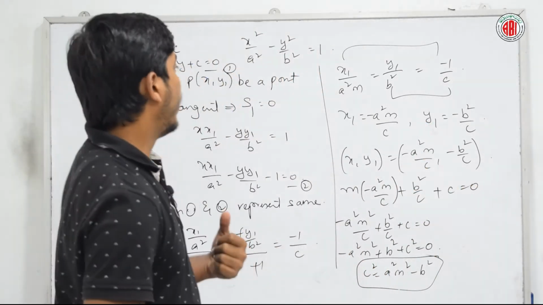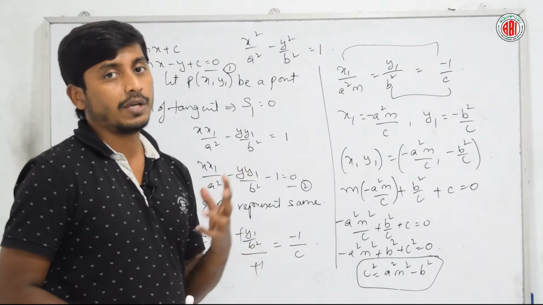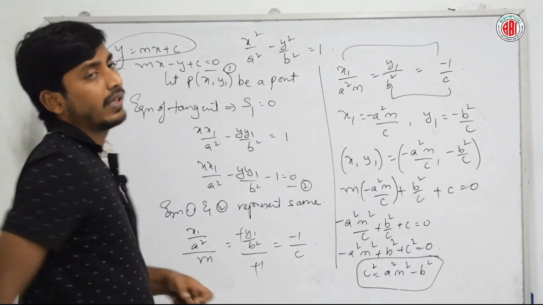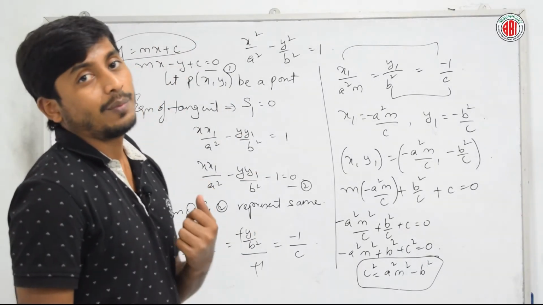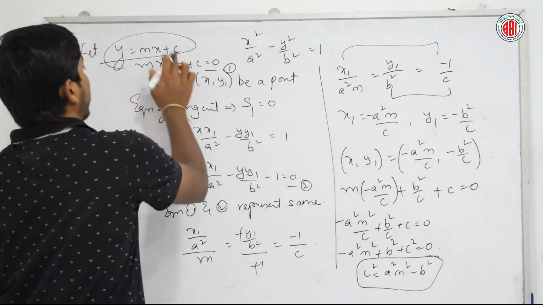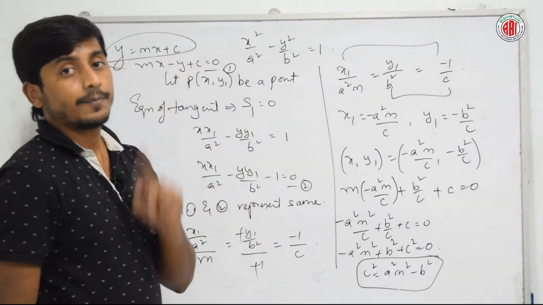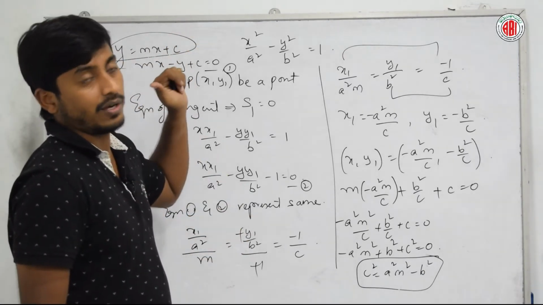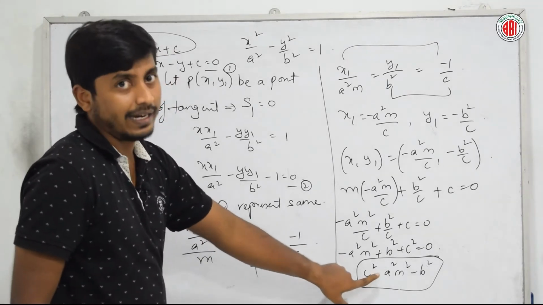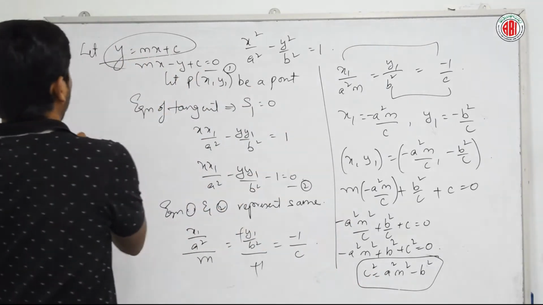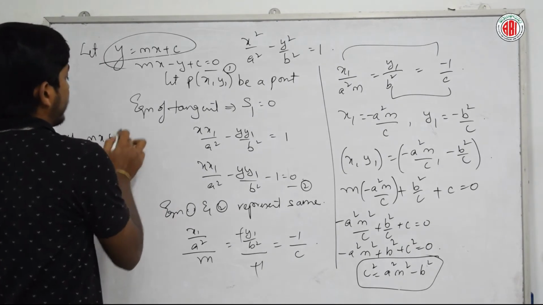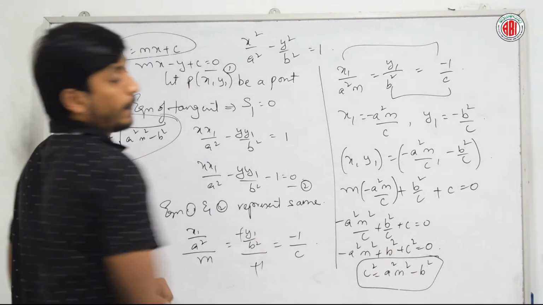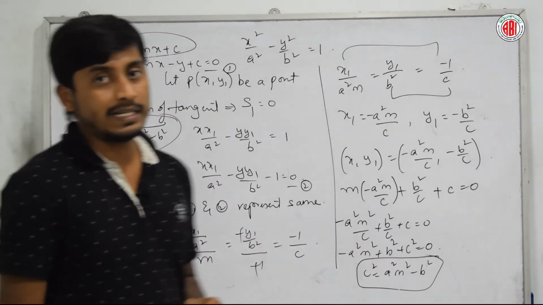Now can you tell me what is the equation of tangent? The standard is y equal to mx plus c. If it is a parabola, it is y equal to mx plus a by m. If it is an ellipse, y is equal to mx plus or minus under root of a square m square plus b square. If it is a hyperbola, we will write it as y is equal to mx plus or minus under root of a square m square minus b square. Did you understand?